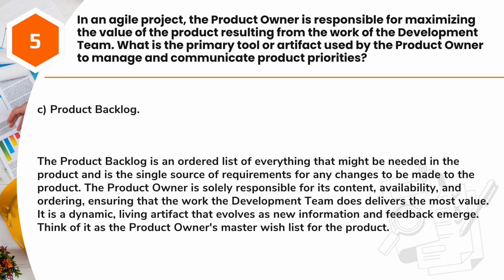Answer: C. Product backlog. The product backlog is an ordered list of everything that might be needed in the product and is the single source of requirements for any changes to be made to the product. The product owner is solely responsible for its content, availability, and ordering, ensuring that the work the development team does delivers the most value. It is a dynamic living artifact that evolves as new information and feedback emerge. Think of it as the product owner's master wish list for the product.